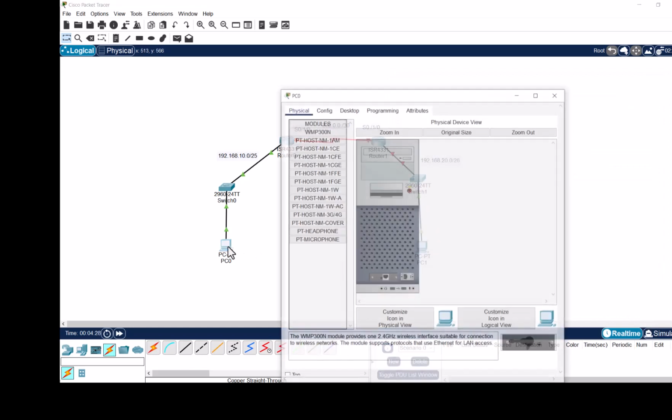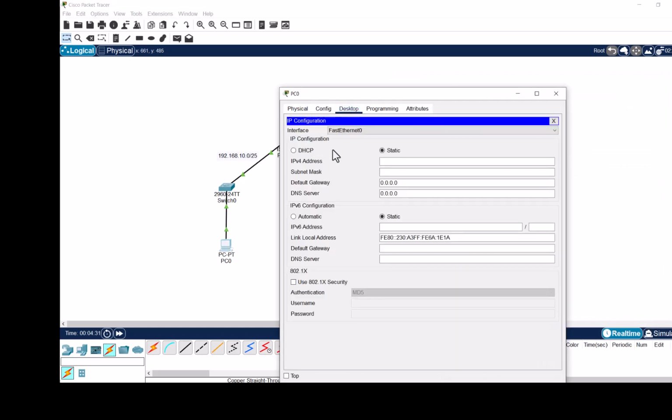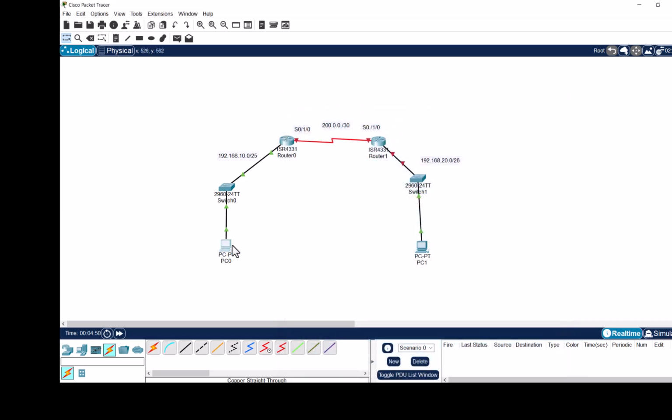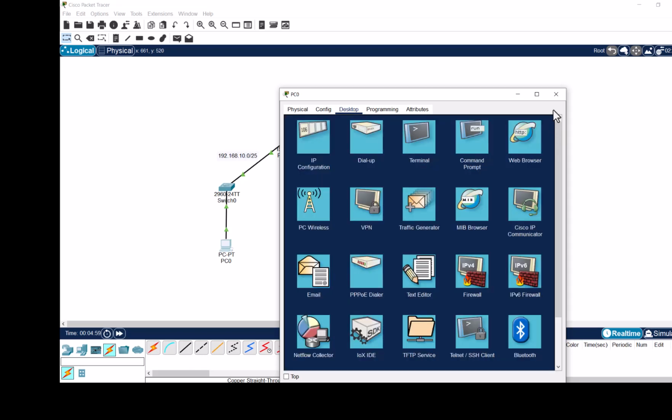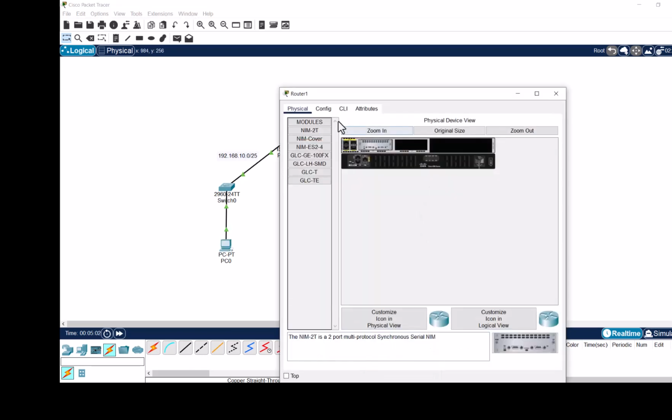And also I'll go to this PC and give it the second address in the same LAN, 192.168.10.2, and the subnet mask is going to be 128. The default gateway is going to be 192.168.10.1. So hopefully this LAN is working fine. Let me just ping and make sure everything inside the LAN is working fine. 192.168.10.1. Excellent.